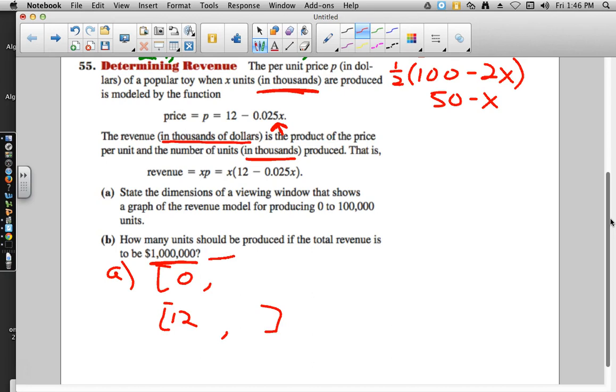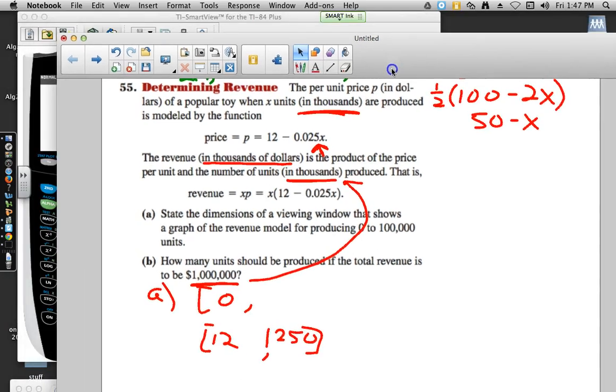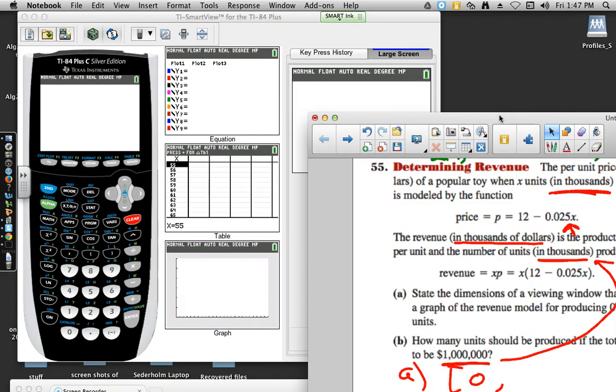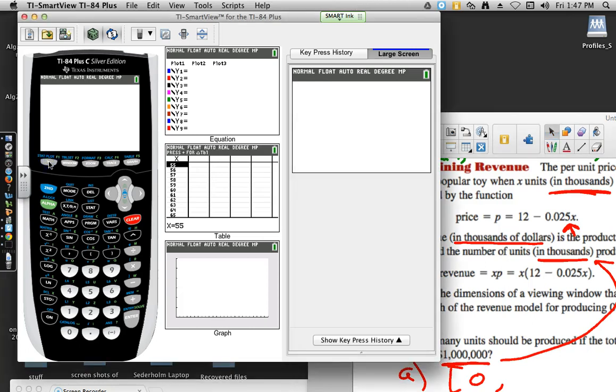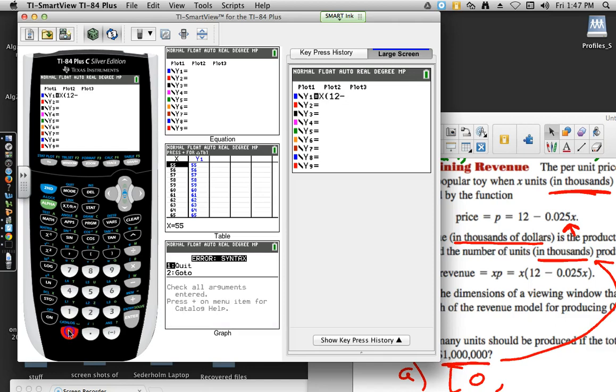However, if we go back, we have to remember that these numbers were in thousands. So that actually would be a y value of 1,000. So we might want to make this 1,250, something along those lines, so that we're sure that we're going to see that. And we could always work backwards and figure out what the other end of that is. But really, what they wanted us to do with this was get it into the calculator and then play around with that window and see what we can get. So we go into y equals, and we punch in x parentheses 12 minus 0.025x parentheses, and put it in exactly as it is.